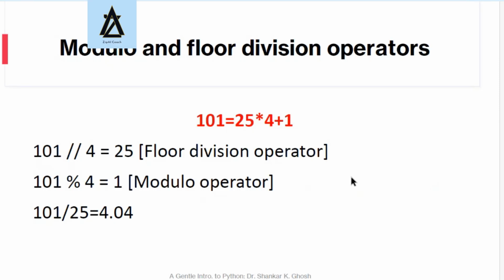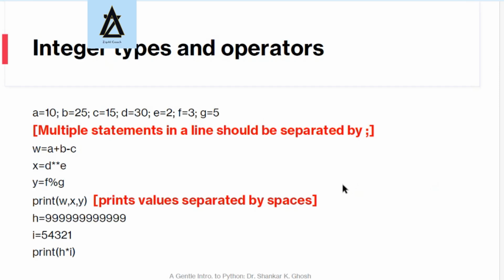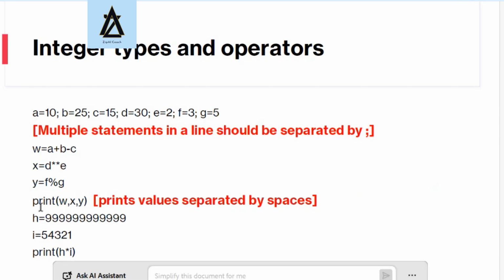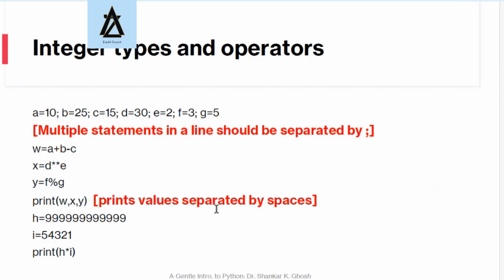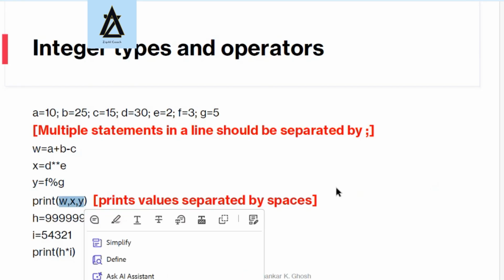Here are some very simple examples you will find in the book also, so I suggest you go through the book. In Python, multiple statements in a line should be separated by a semicolon, and they can be written on one single line also. As long as they are separated, it doesn't create any problem. Now, when you want to print, you basically have to list up the objects, whether it is a number or a string, whatever it may be, and then use the print command.